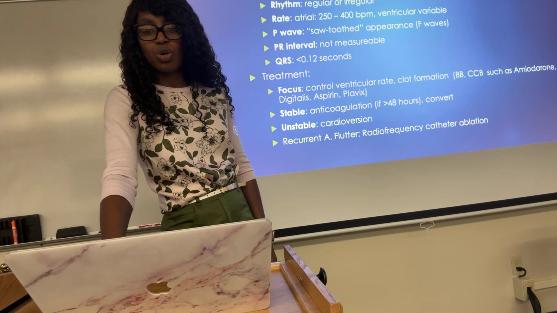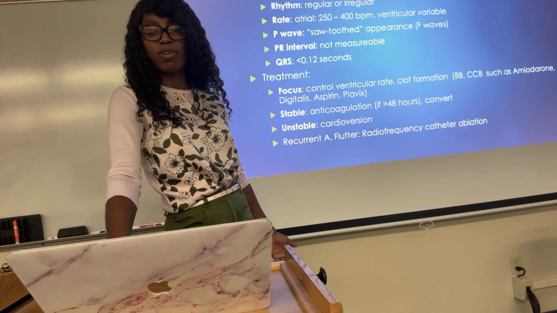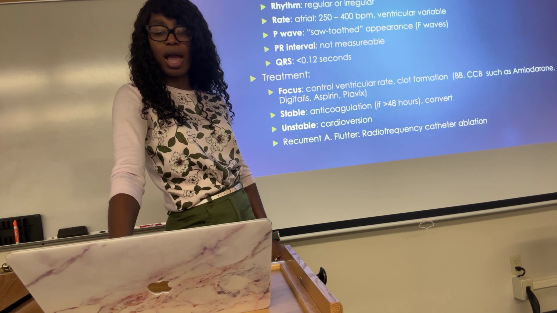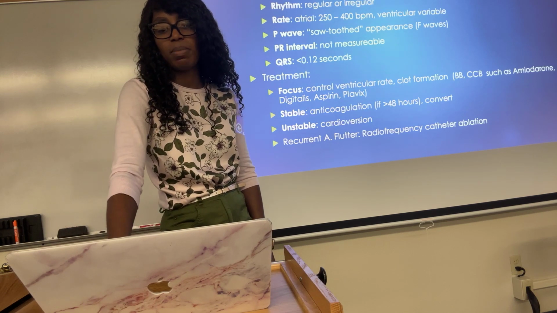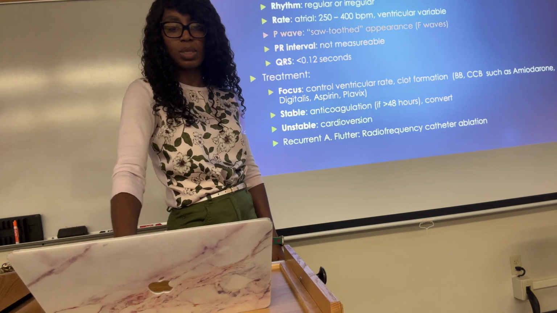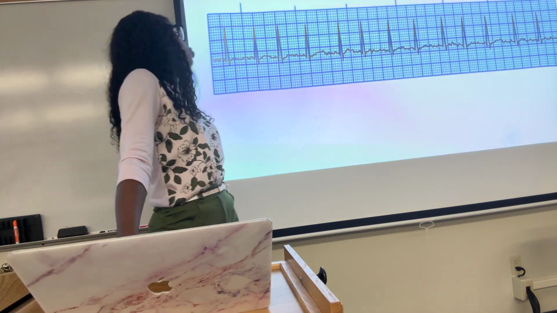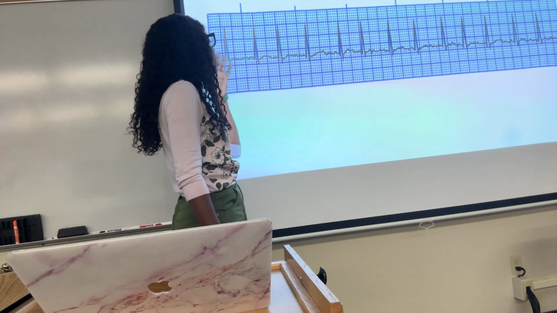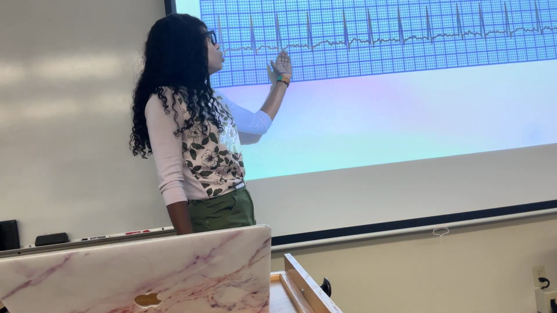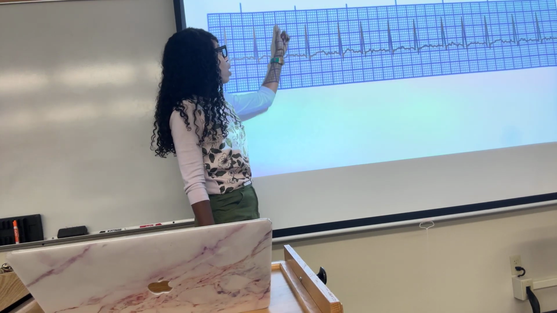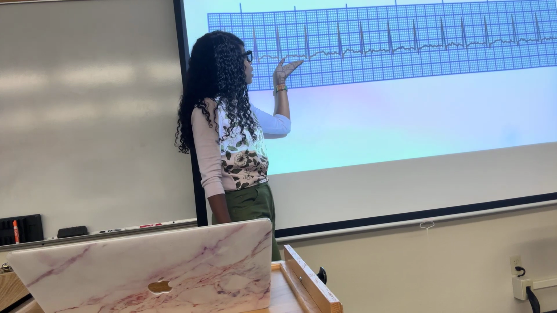Okay, so let's see. We said ablation. So the causes: mitral valve disease, hyperthyroidism, pericardial disease, primary myocardial disease. Okay, let's go to atrial fibrillation. So fibrillation is more of the quiver, right? Now, it's an atrial problem, so that's why we see the QRS, okay? But look at our P's.